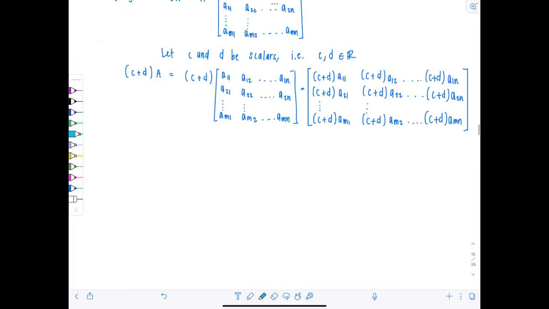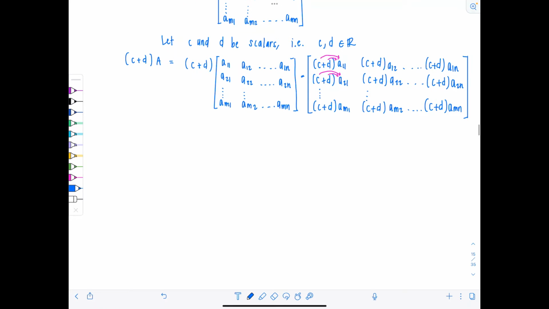First thing I would want to do is apply the distributive property, just for real numbers, because now these are all scalar quantities inside here. So I'm going to distribute and open up those parentheses for all the entries in this matrix. So what are we going to have? Good. This is going to be C A11 plus D A11, C A21 plus D A21, C AM1 plus D AM1. Keep going.